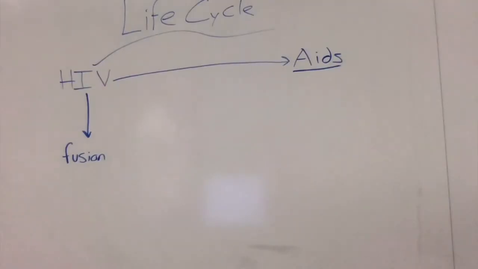Step 1 is absorption and fusion. In this step, HIV bonds to receptors on the surface of a CD4 cell, also known as a white blood cell, and it fuses to the cell membrane, giving the virus access to the cell.